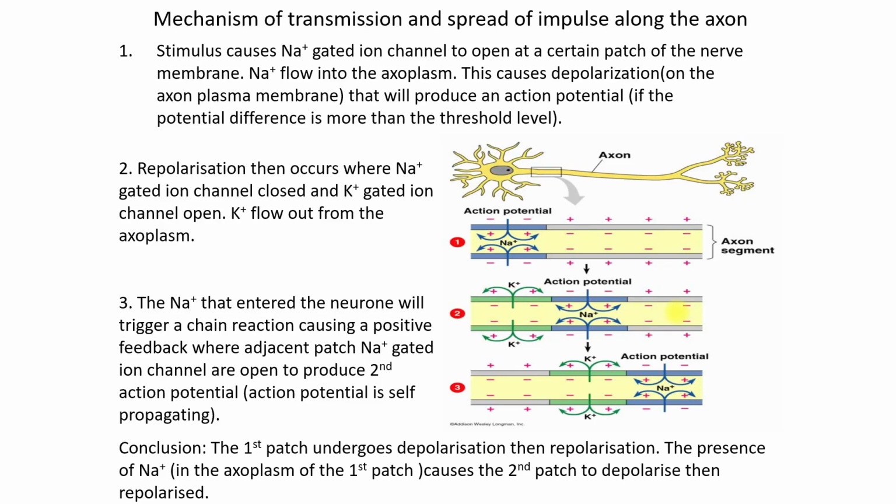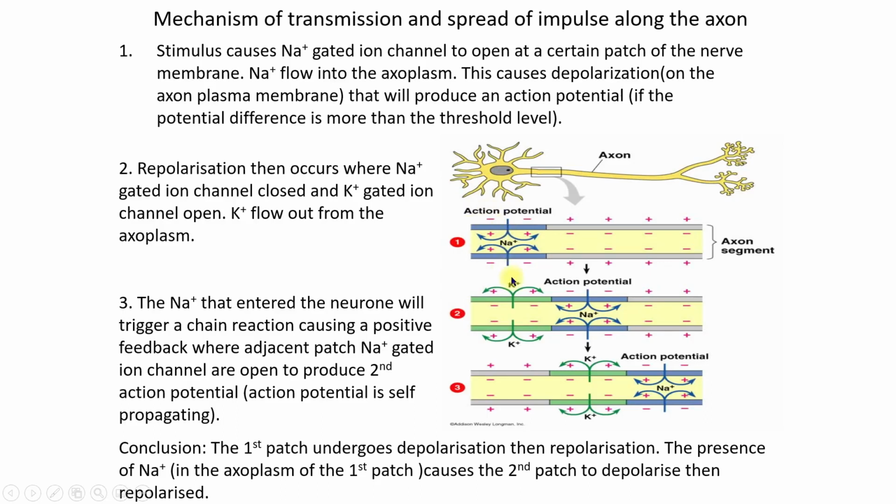Now, just in case you forgot, when is the axon plasma membrane repolarized or depolarized? Let me recap that for you. The plasma membrane of the axon is always in a polarized state during its resting state. That's why the resting potential on the surface of the plasma membrane is negative 70 millivolts. Now, when there is an influx of sodium ions into the axoplasm, the axon plasma membrane on that particular patch becomes depolarized.